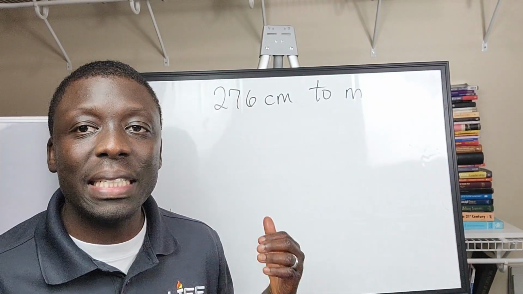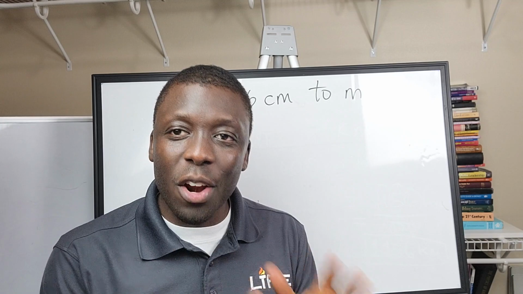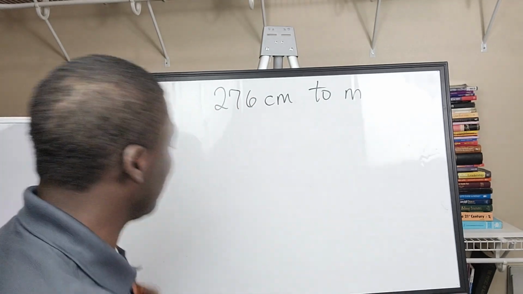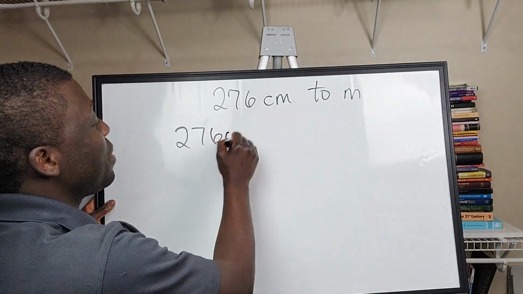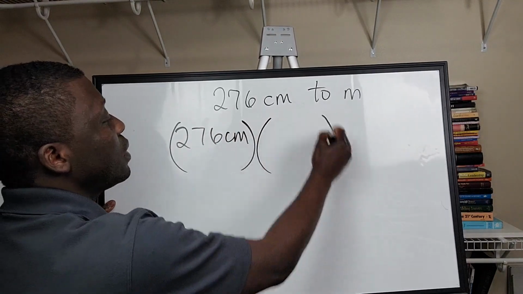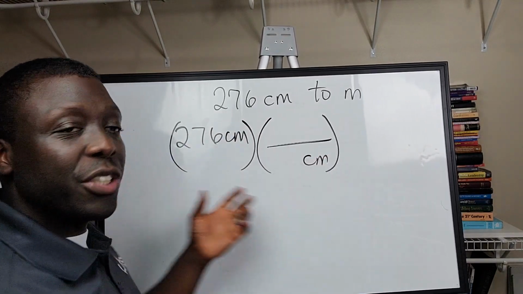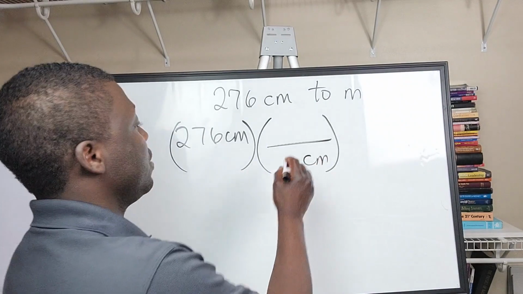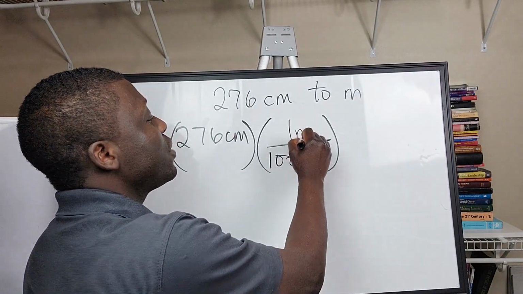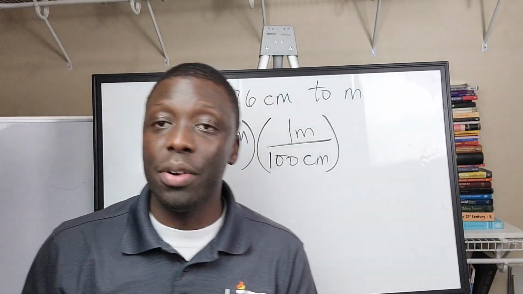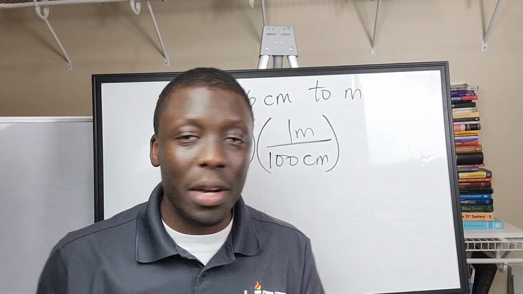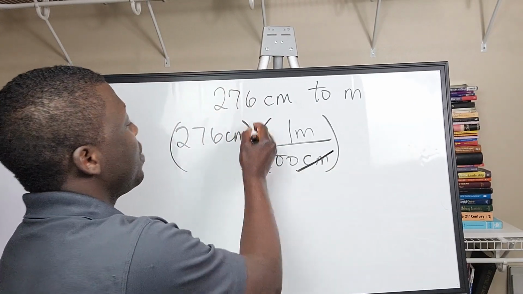So we have 276 centimeters to meters. We start off with that which was given, 276 centimeters. And then we write the relationship that will get rid of the centimeters. 100 centimeters to 1 meter, right? 100 centimeters to 1 meter. The centimeters will cancel.